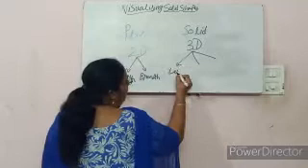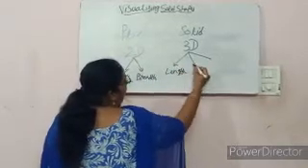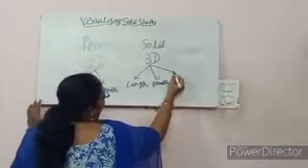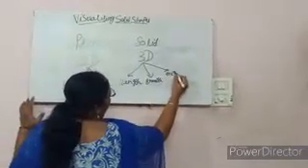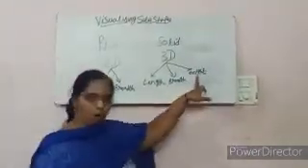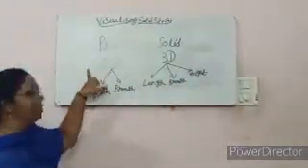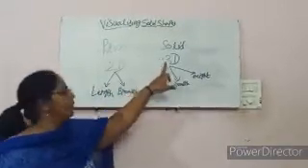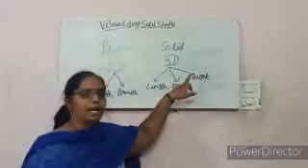One is length, the other is breadth, and one more is height. So in all 3D figures you will have height also. For all two-dimensional figures you will have only length and breadth, but in three-dimensional figures you have length, breadth and height.